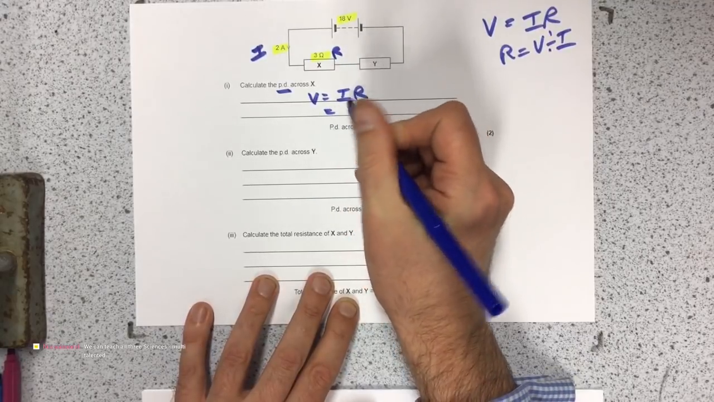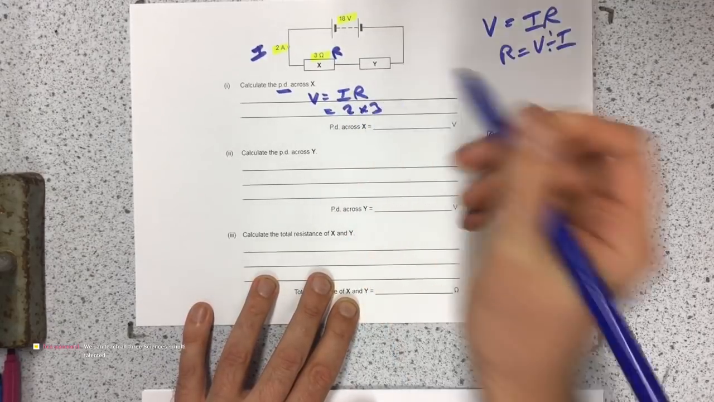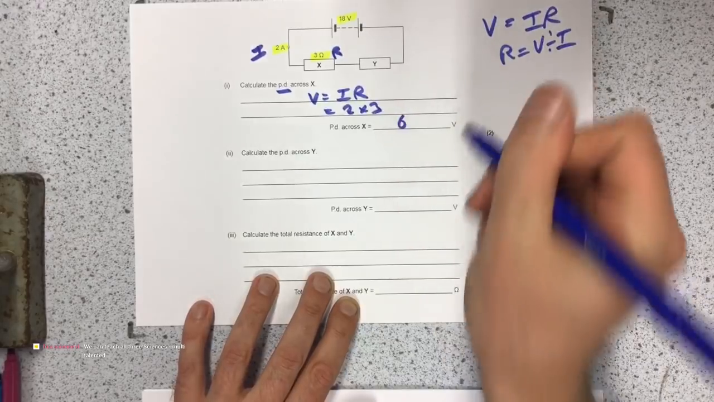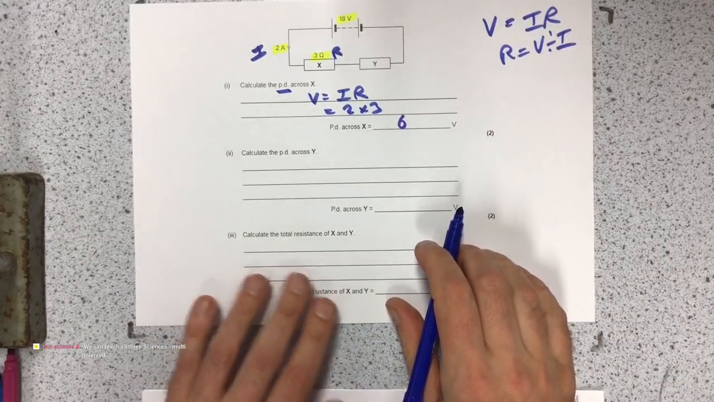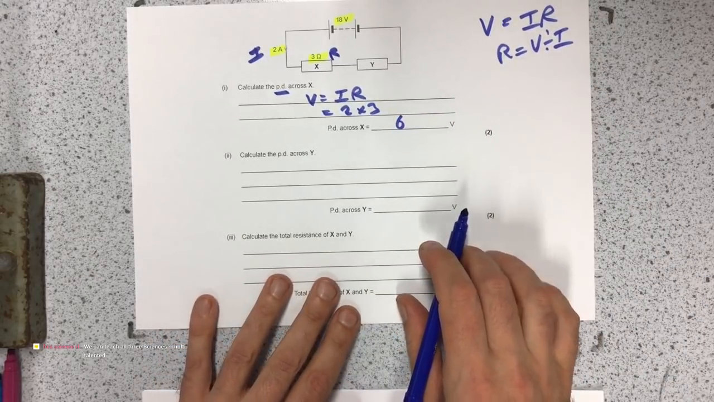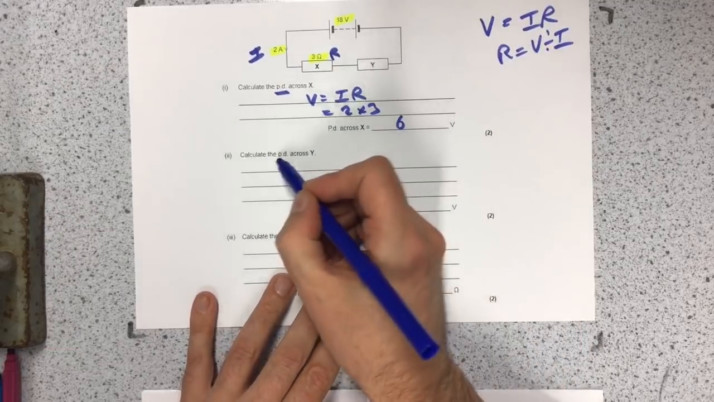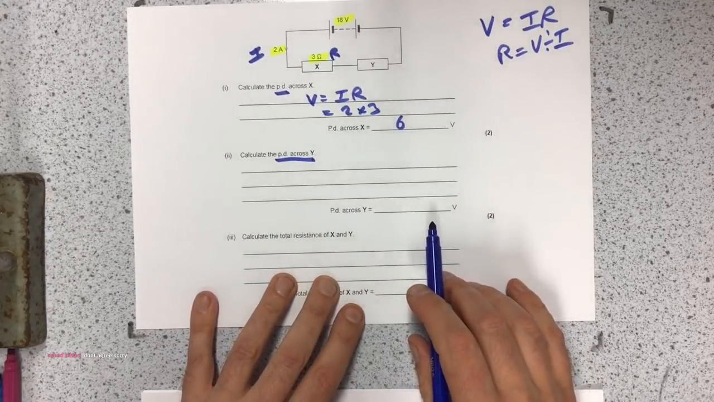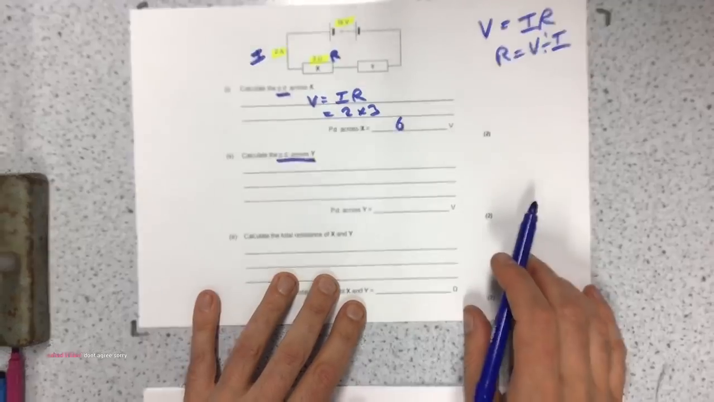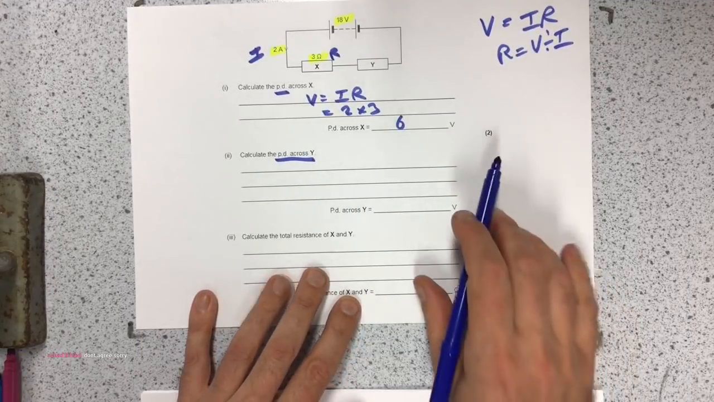So it's equal to 2 times 3, so the potential difference is 6 volts. Okay, now we've got to do the same. We've got to work out the potential difference across Y. Okay, well, what do we know about the whole circuit?